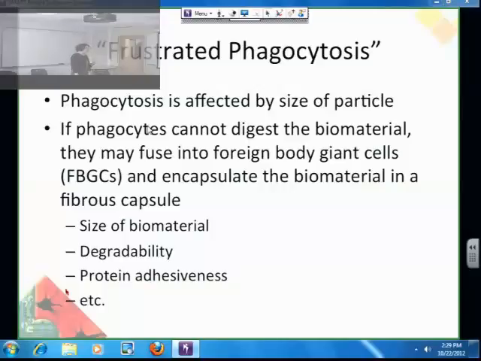Some of the things that might affect fibrous capsule formation are the size of the biomaterial, because if it can phagocytose a nanoparticle, it will, but if it's a big biomaterial, it can't. Degradability, because if it can degrade the material really easily, then it will, and if it can't, it'll probably fuse into a fibrous capsule. Protein adhesiveness, because cells need to bind to proteins. They can't bind to something they don't have a receptor for, so there needs to be some proteins there for them to bind to. Those are some obvious things that would affect it, and we're going to talk a little bit more about other things that might.